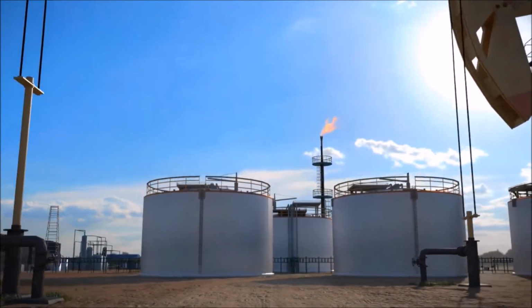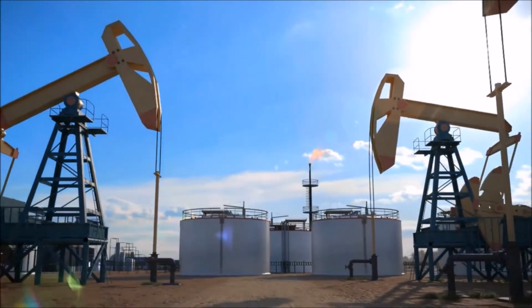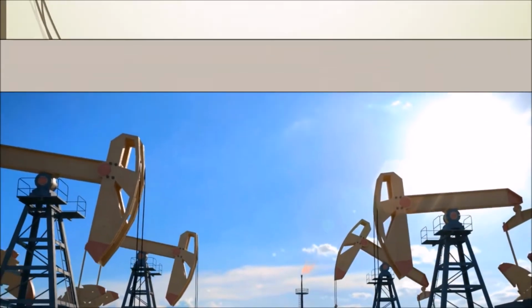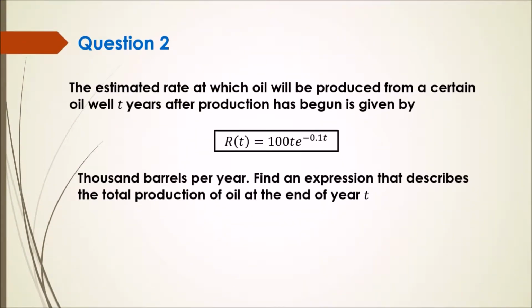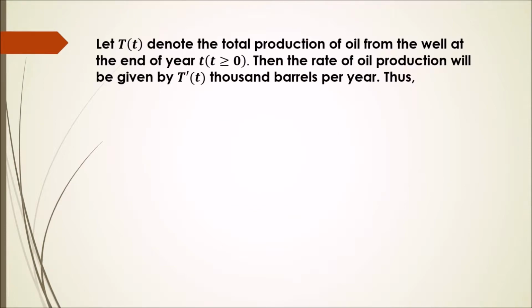For question 2, the estimated rate at which oil will be produced from a certain oil well t years after production has begun is given by this equation. This equation represents the rate in thousands of barrels per year. The question wants us to find an expression that describes the total production of oil at the end of year t. In order to solve the question, the first step is to let the term T(t) denote the total production of oil from the well at the end of year t.